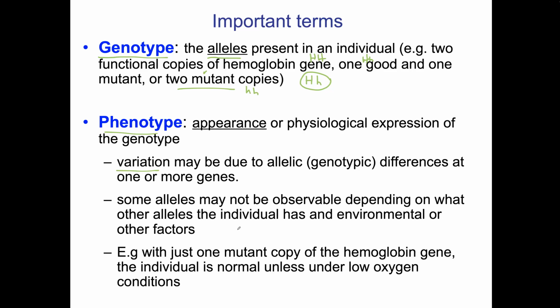So, for example, an individual who has one mutant copy and one good copy of the hemoglobin gene will be normal. And if you were to just look at them, you wouldn't know that they had that one mutant copy unless they were under low oxygen conditions, and then the vulnerability shows, right? So this shows you how you might not have an observable phenotype based on your genotype, but there might be environmental factors that affect whether you see a phenotype or not. Hopefully that makes sense.